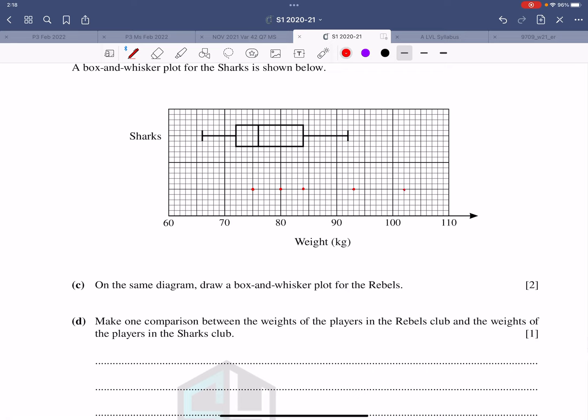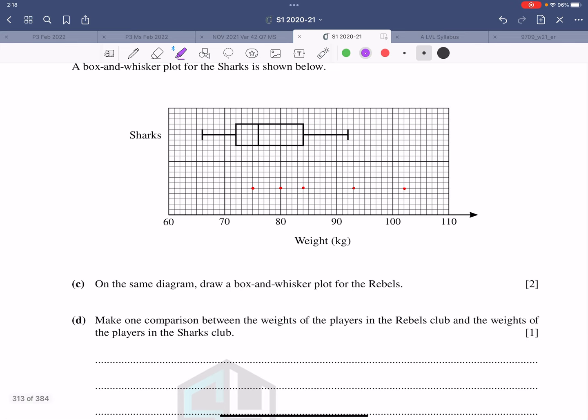Now, first of all, draw a box. Let me draw it in purple like this. Two with upper, two with down. Somewhere like this. This is thicker. Let me make it thinner. Like this, and like this. I'm drawing it very, very accurately. That's a box. And then I'm drawing a whisker to the right, and a whisker to the left. So this is for the Rebels.